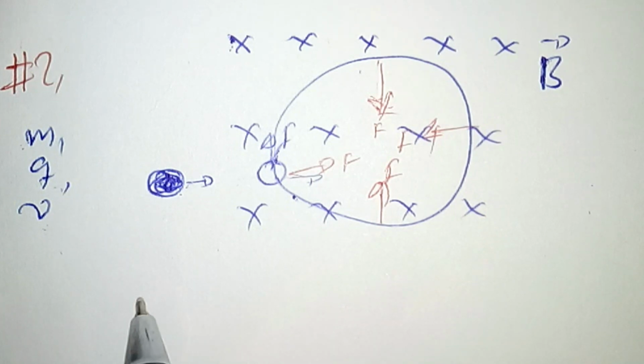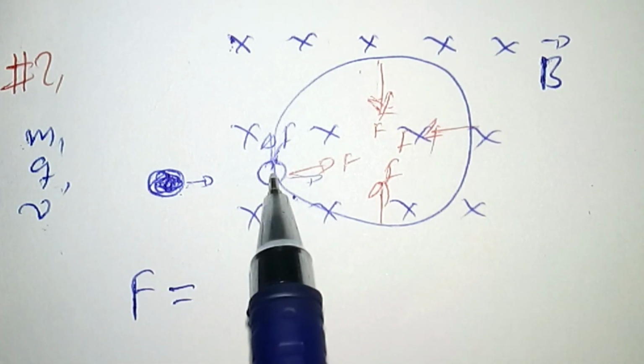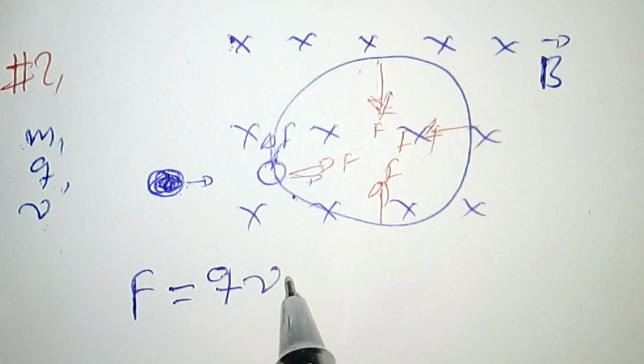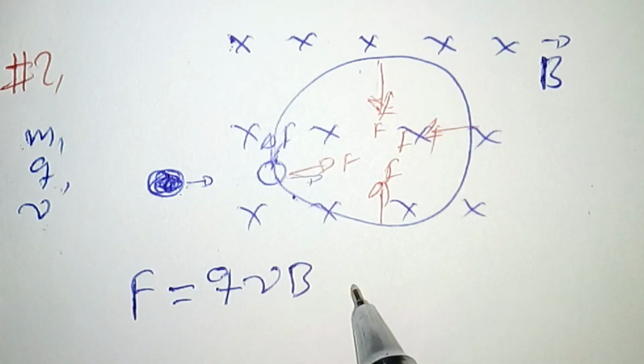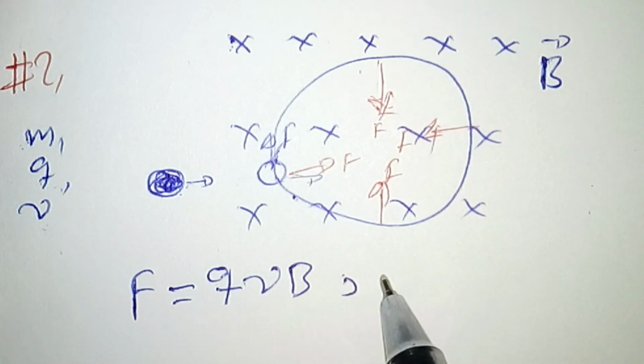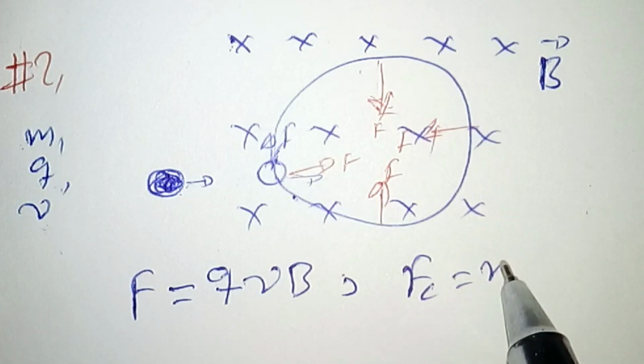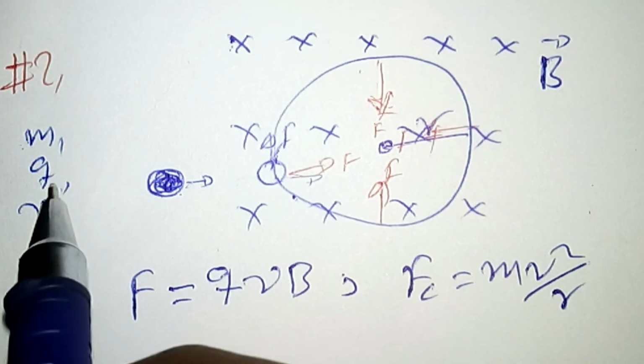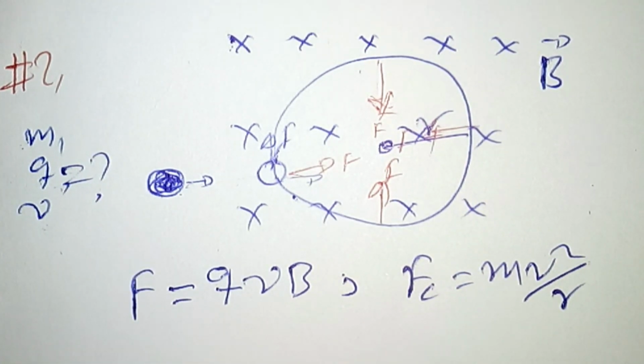So this means that for the magnetic force, if the velocity and the magnetic field are perpendicular to each other, we directly know that the force is q times the velocity of the object times the magnetic field strength, that is qvB. So this force is directly equal to the centripetal force, which is mv squared over r, where r is the radius of this circle. Then what is the amount of charge of these objects?